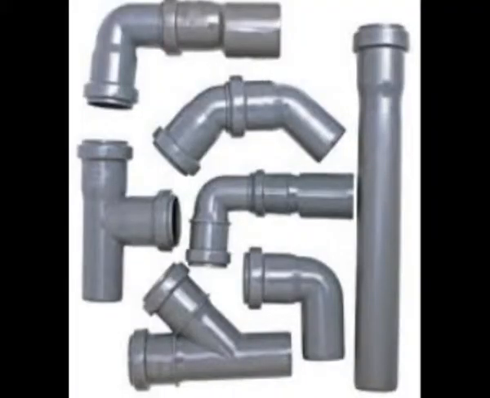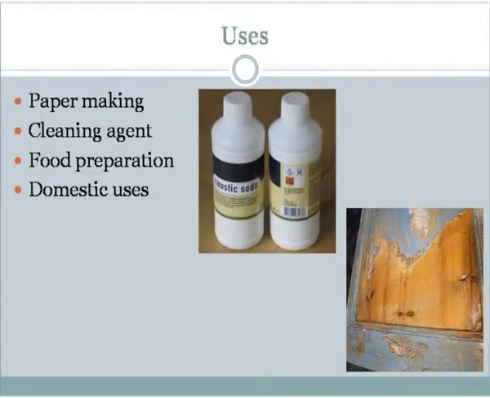Sodium hydroxide is also used in food preparation, where for chemical cleaning of vegetables and fruits, sodium hydroxide is used. And it is also used for domestic purposes, such as cleaning of sink pipes which contain oils and greases or fat contents, etc. Sodium hydroxide is used.